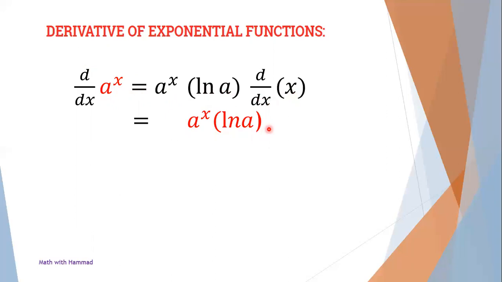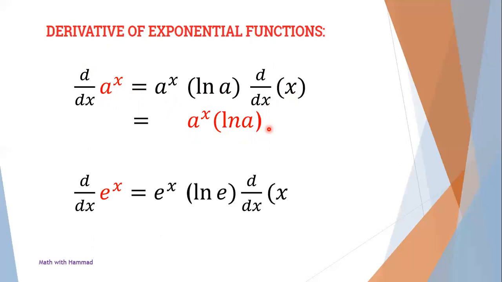And now what is the derivative of natural exponential function? That is e raised to power x, e raised to power x natural log of e, d by dx of x. Why? Because natural log of e is equal to 1. Here power is x, so derivative of x with respect to x is 1. So e raised to power x natural log of e, and as we know that natural log of e is equal to 1, so d by dx of e raised to power x is e raised to power x.